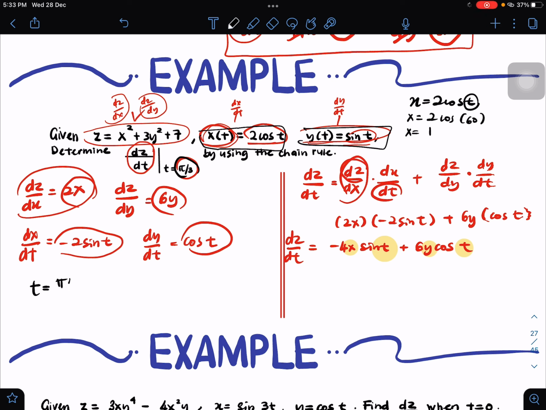So from x you can get dx/dt, and from y you can get dy/dt. We know that to find dz/dt we can use the chain rule formula. So first, let's find all the derivatives. The first derivative is dz/dx, differentiating z with respect to x. This will give you 3y to the power of 4 minus 8xy. And then you find dz/dy.